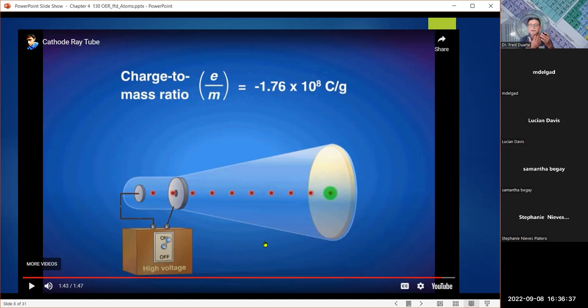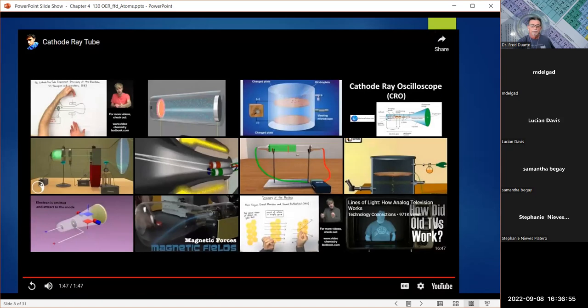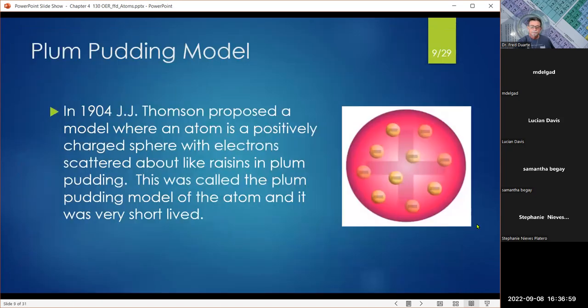He calculates the mass. So obviously you can't weigh the mass of this particle. It's so tiny. But with this equation, he was able to get a mass calculation of the electron. Extremely tiny. Times 10 to the 8th coulombs per gram. Okay. So a cathode ray tube.